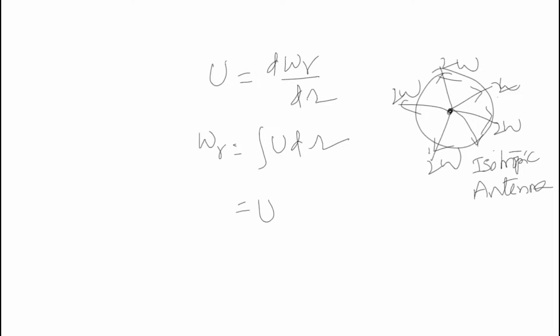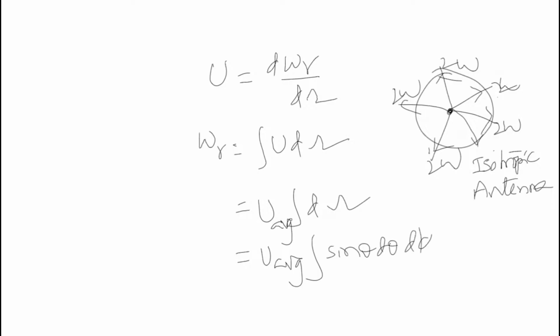As it is uniform, the average gives 2 watts only. So that gives U average times the integral of d omega, which equals U average. We need to find this U average in terms of radiated power. The integral of d omega, where d omega means sin theta d theta d phi. Now let us simplify this. For the theta terms, sin theta d theta from 0 to pi, and for d phi, from 0 to 2 pi.